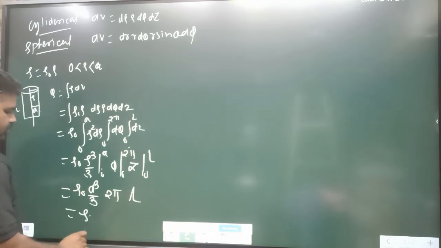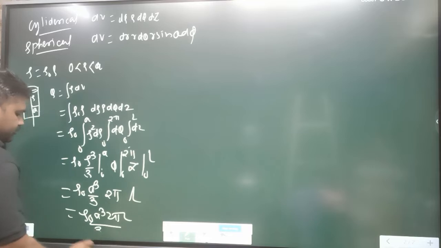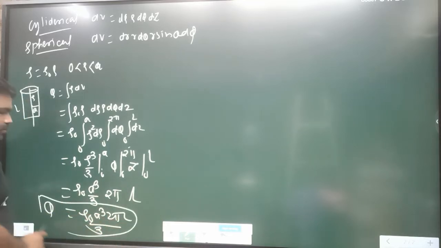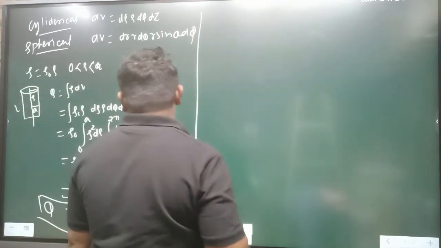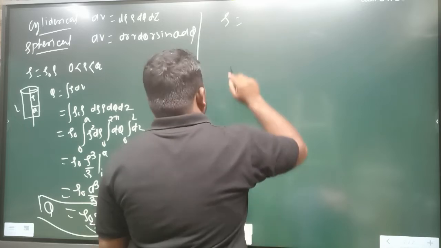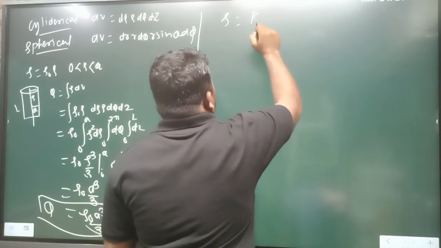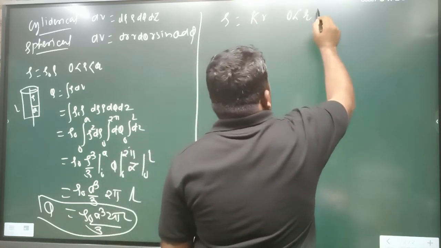This is equal to how much? Rho naught a cube 2 pi L upon 3. This is the value of charge. Next, suppose rho is equal to kr, in the region 0 less than r less than a.